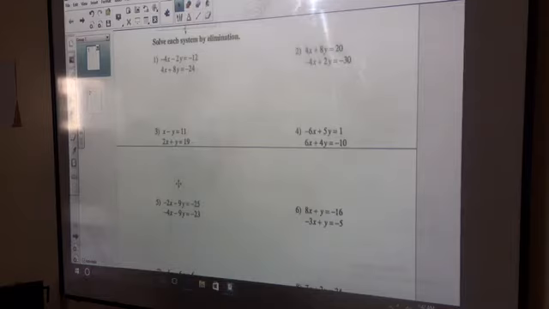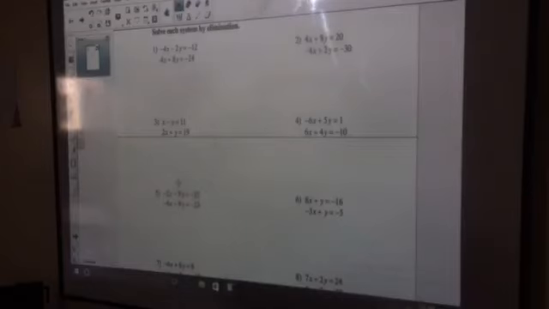Solve each system by elimination. I'm going to do these quickly. So elimination, it's the idea of adding two equations together to eliminate a variable, or to get rid of a variable.